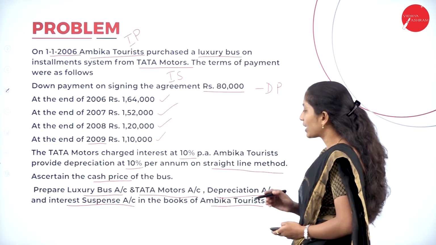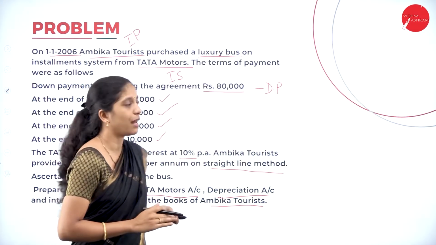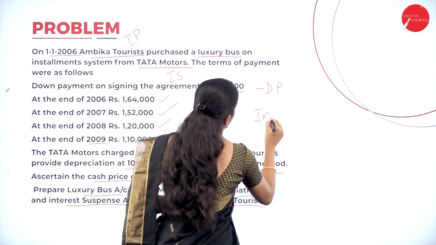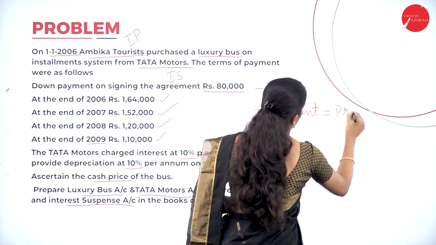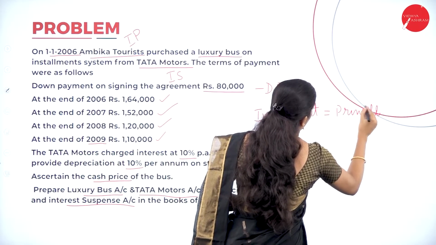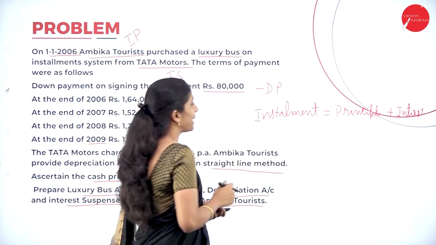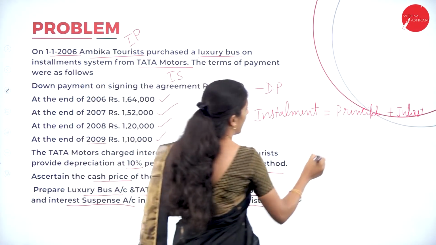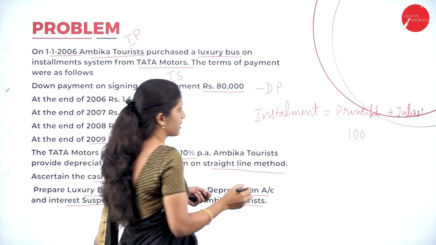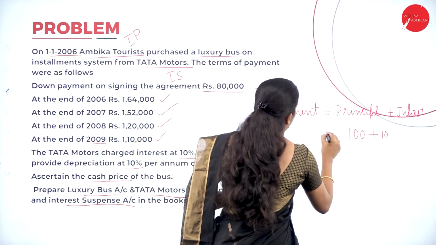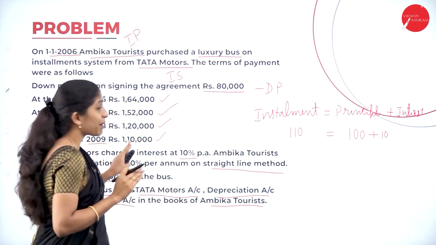Now, how much interest have they given? That is 10%. Now, you know the formula for the installment. Installment is equal to principal plus interest. Let us consider the principal as 100%. And what interest have they given? That is 10% interest, so plus 10. So, the installment is how much? 110.